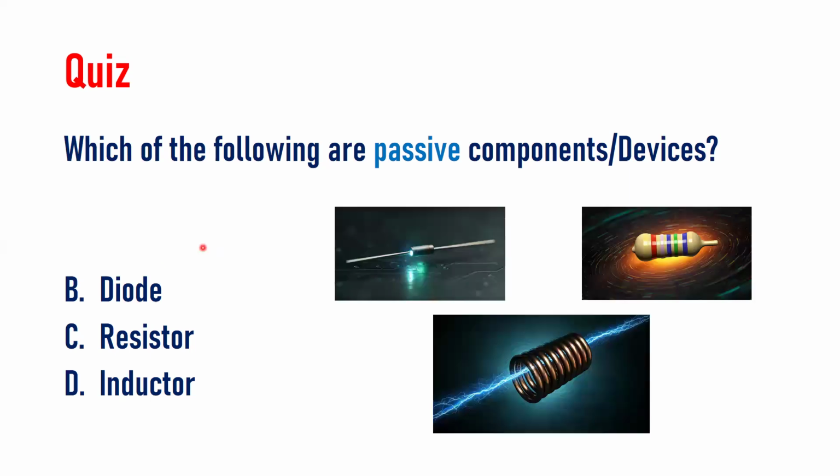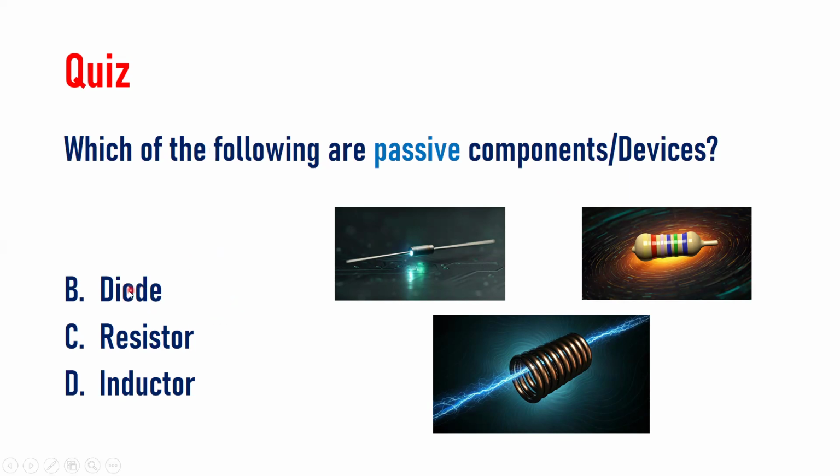So the correct options are diode, resistors, inductors, and even the capacitors. These all are passive components or devices because they do not add any gain to the circuit. They do not add any energy into the circuit.